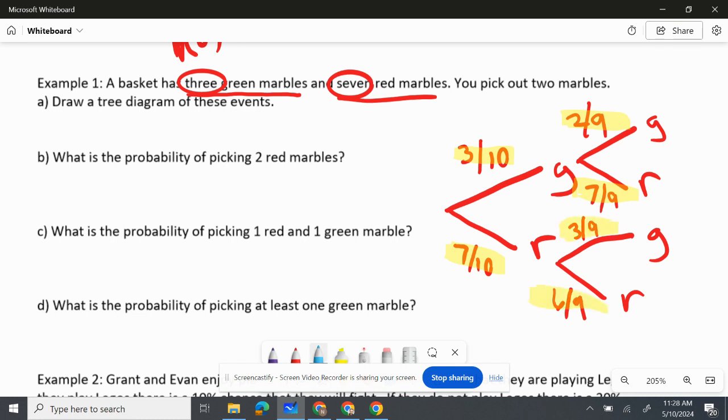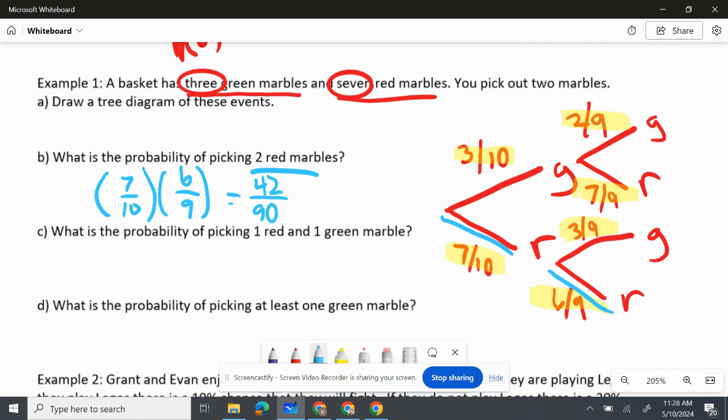So for our first one, we're finding the probability of picking two red marbles. That means it's going to be a red, and then it's going to be red again. So that would be 7/10 times 6/9, which would be 42 over 90.